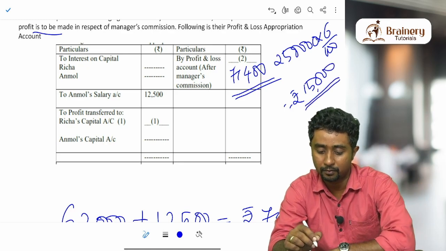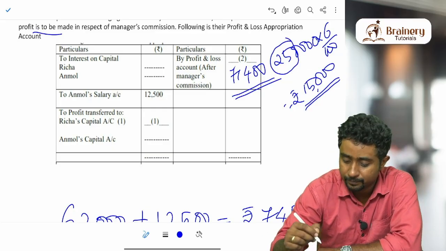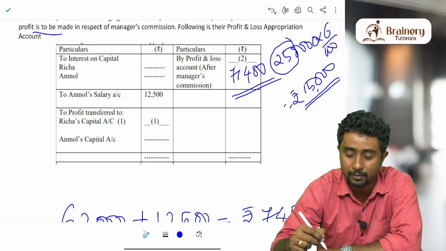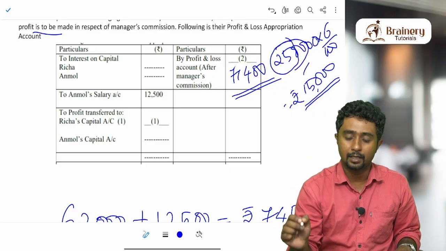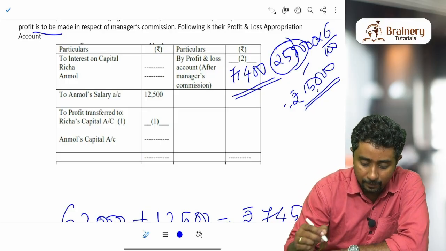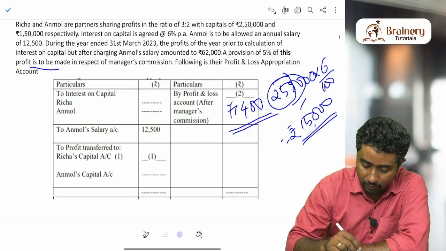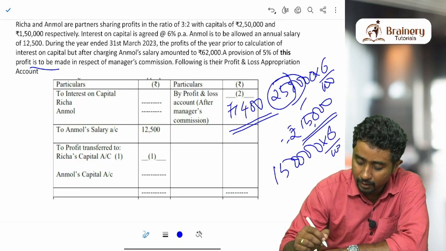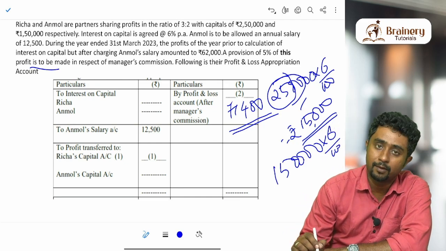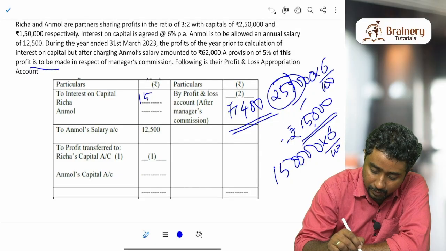How to calculate 6% quickly? If you know 1% of that value, 1% of 2,50,000 is 2,500. So 2,500 into 6, you will get 15,000. Same like that, next calculation. What is the opening capital of the next person? 1,50,000. So 1,50,000 into 6 by 100, 1,500 into 6, obviously 9,000. So basically it is 15,000 and 9,000.